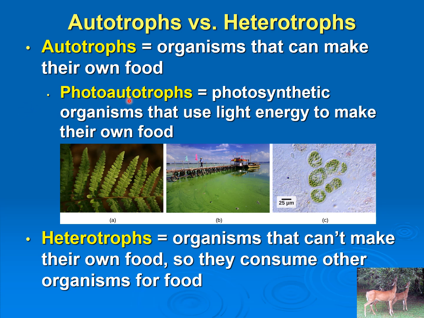And another name that we will also give to these photosynthetic organisms is we can also call them photoautotrophs, just meaning that they use light energy to make their own food when they do photosynthesis. And then heterotrophs. Hetero just means other, and troph means feeding, so it just means they're going to feed on others. So they can't make their own food, so they've got to consume other organisms for their food. So you can see these deer feeding on the leaves on the tree, so they have to eat other organisms because they can't make their own food. They're not photosynthetic, so that would be a heterotroph.